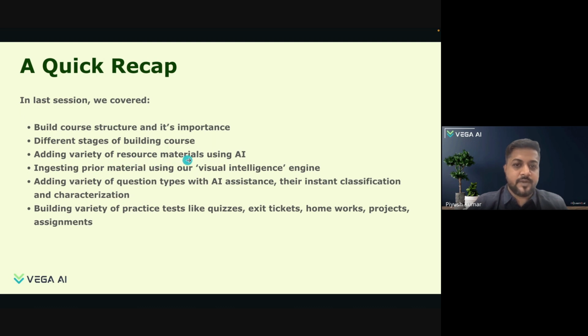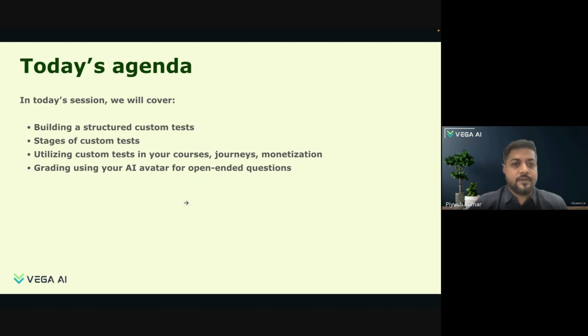Adding variety of resource materials using AI, how you can add questions using visual intelligence engine, adding variety of question types with AI assistance, and their classification and characterization. And lately we have also updated our rubric as well, so you can add an open-ended question with multiple sub questions, like how it's used in FRQs in AP exams or ACTs. You can add multiple sub questions as well. So today we are going to focus on.